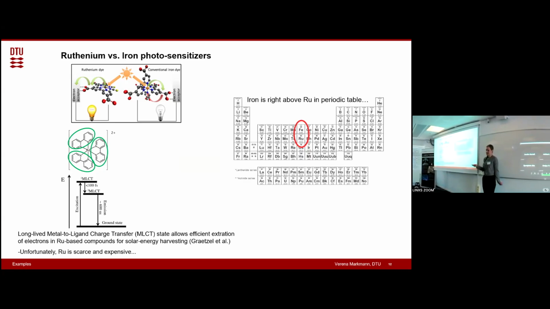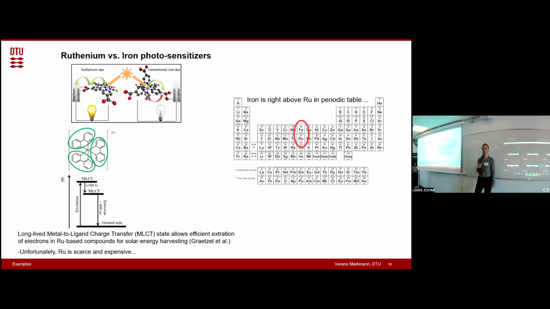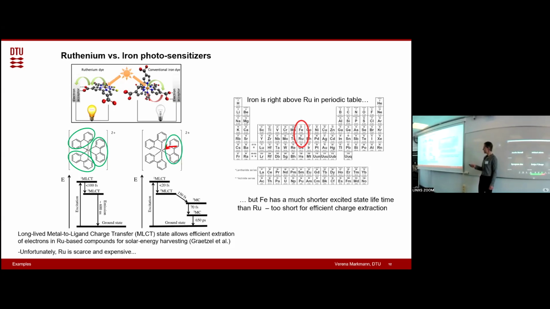The thing is, ruthenium is scarce and pretty expensive, and it would be super cool to change the ruthenium to something more available and much cheaper, for example, iron, which is, if you look at the periodic table, very close to it and should have similar effects. And in fact, you can make an iron-based dye that also has an electron, which upon excitation goes from the iron center to a ligand. The only problem with that is that the electron in the ligand does not stay there very long. After about a nanosecond, it has already decayed back into the ground state, which means we do not have enough time to actually use this electron in the excited state for any kind of application.